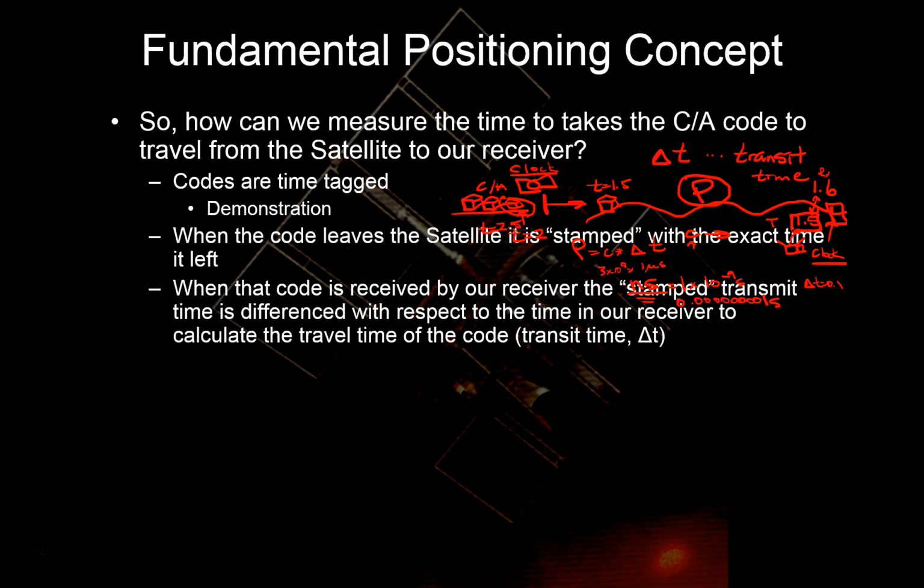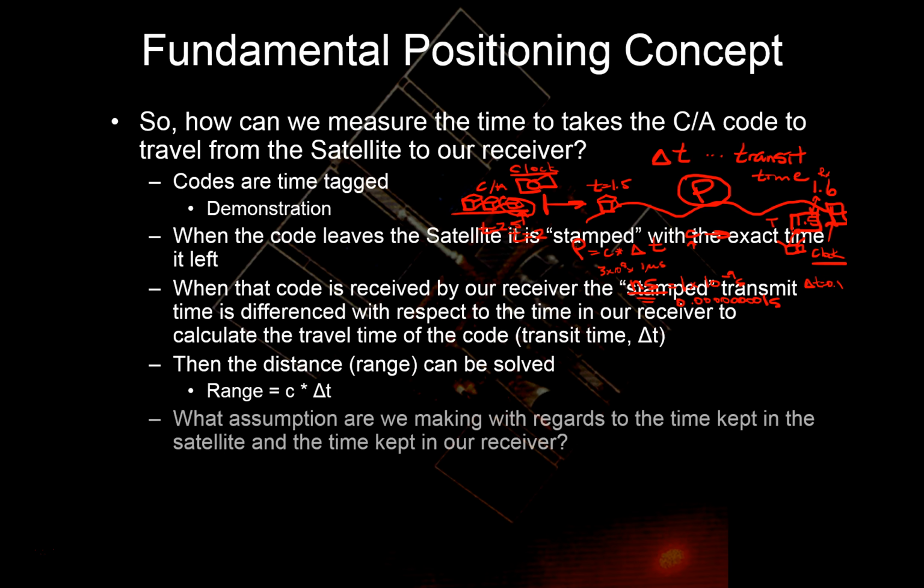So this is just kind of the English for what I just went over: when the signal leaves, it's stamped with the time that it left. When it's received, we look at the stamp time, compare it with the time that it was received to solve for the transit time, times that by the speed of light, and we get our range.